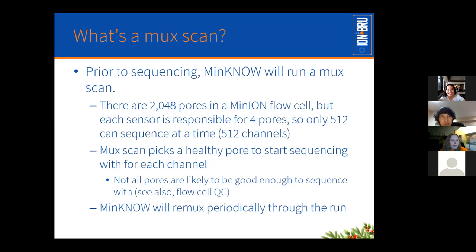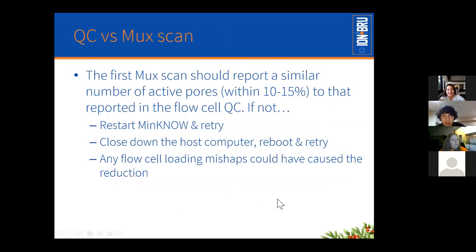So there are 2048 pores in a MinION flow cell, but each sensor is only responsible for 4 of those. So you can only actually sequence with 512 pores at a time. So the MUX scan is going to pick the best pore and start sequencing with it. And then it will remux throughout the run. And this looks quite strange. You will see various colors going across the screen and you'll think something's wrong, but it's fine. Just give it 10 minutes and come back and see if it looks okay.